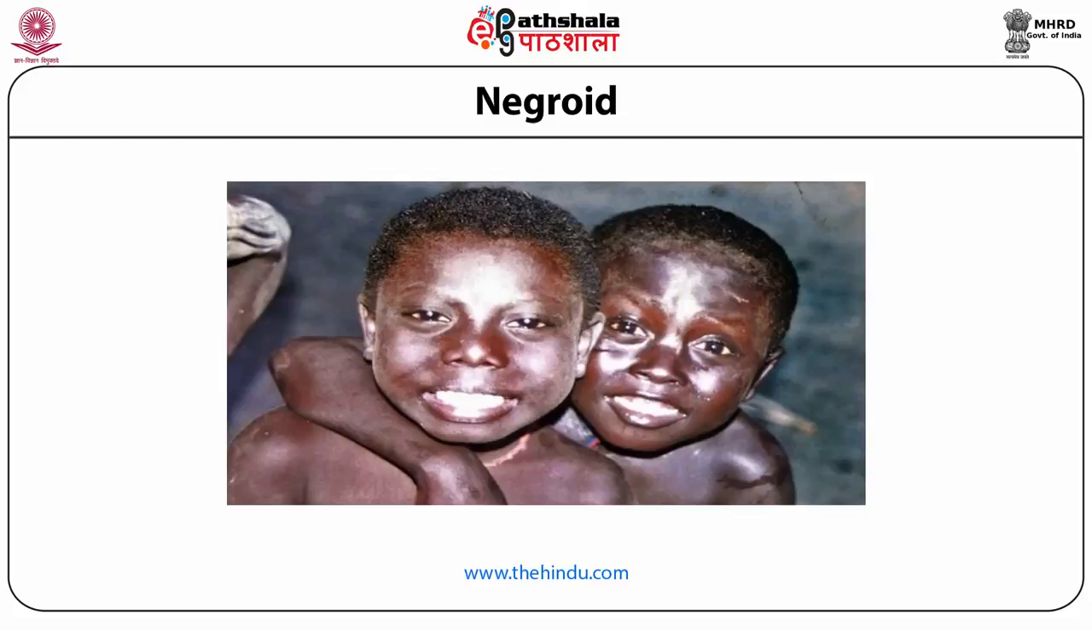The head hair is dark brown to black in color, which is coarse in texture and curly to frizzy or woolly in form. Body hair is slight in quantity. The head form is predominantly dolichocephalic, with protruding occiput and a rounded face. Face is medium broad to narrow. Prognathism is very often present.